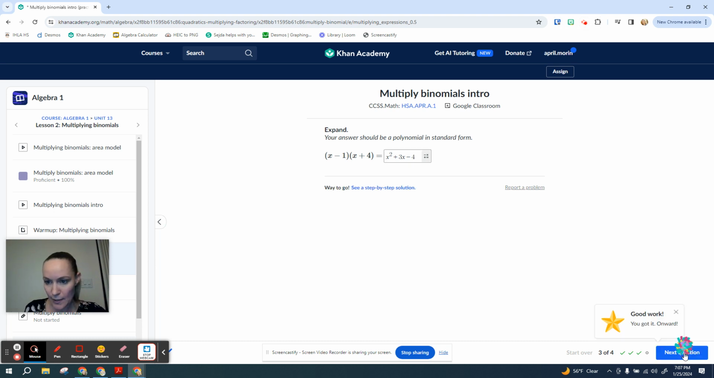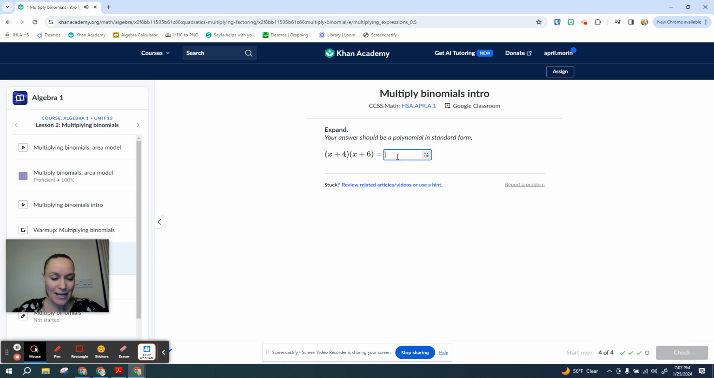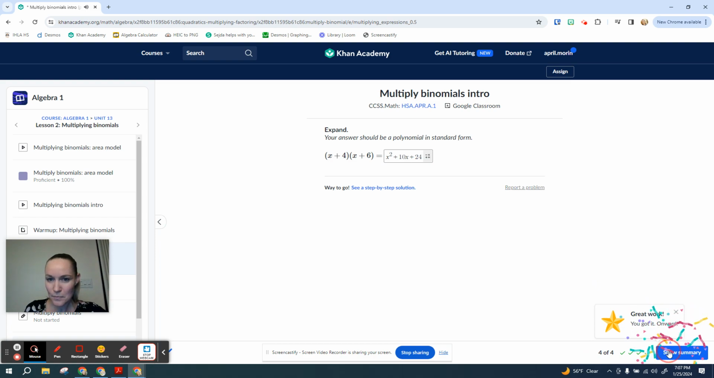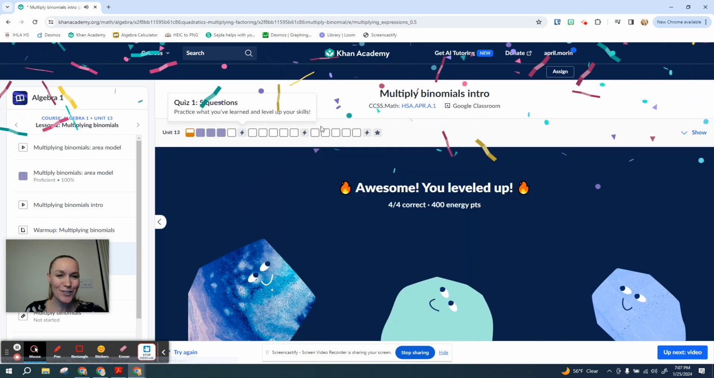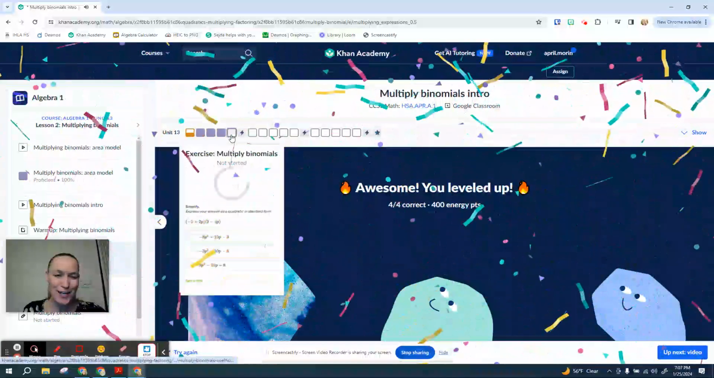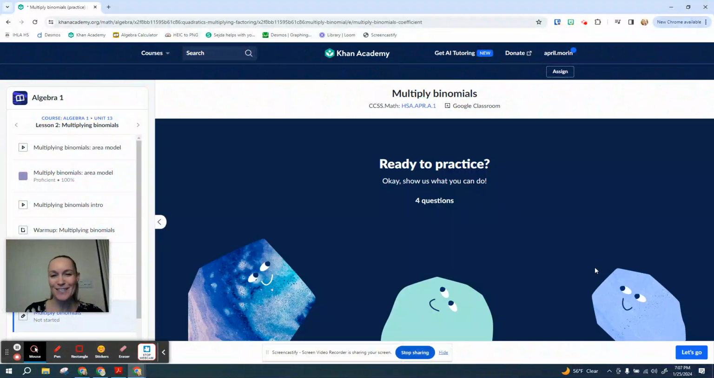Okay, let's see if we're right. Okay, x squared. And then we have that 6x plus 4x, which is 10x. Positive. We don't have any negatives here, so it's all going to be positive. 4 times 6 is 24. Okay. Looks good. All right. Super simple. Again, those two squares were kind of the same thing, just more practice.